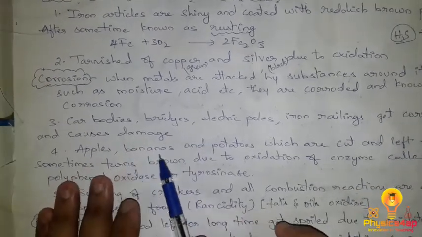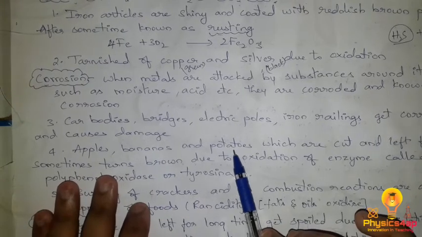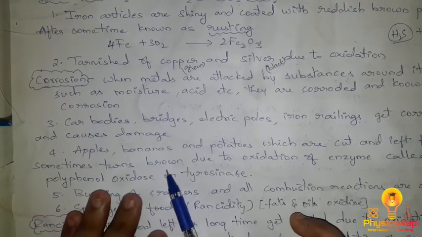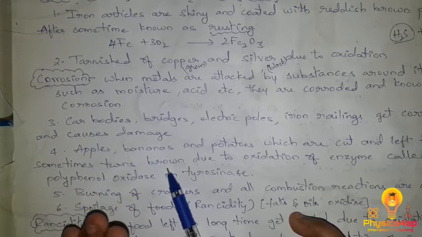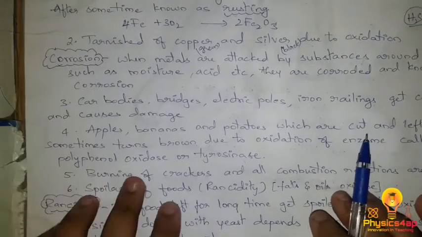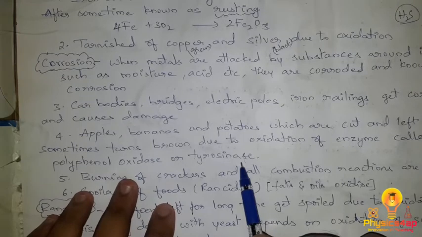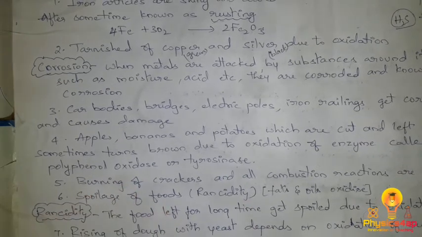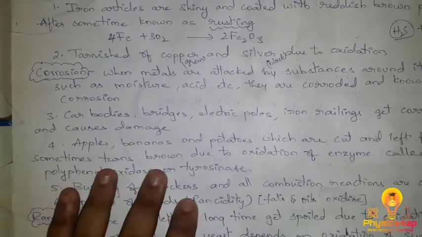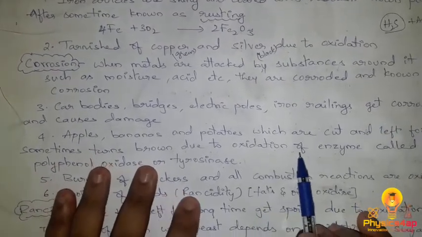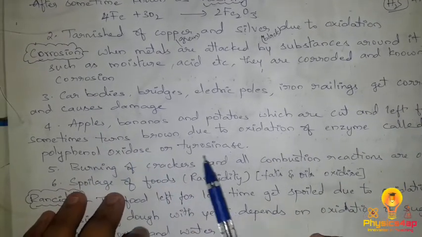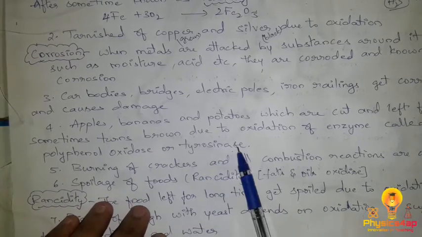And also bananas, apples, potatoes, when you cut them and leave them out, you might have seen that they convert into brown color. The conversion to brown color is due to the oxidation by an enzyme called polyphenol oxidase or tyrosinase, right? So when we cut an apple, it is fresh, but after some time it converts into brown color. So that is due to the oxidation by the enzyme. That enzyme we call polyphenol oxidase or tyrosinase. That is the name of the enzyme.